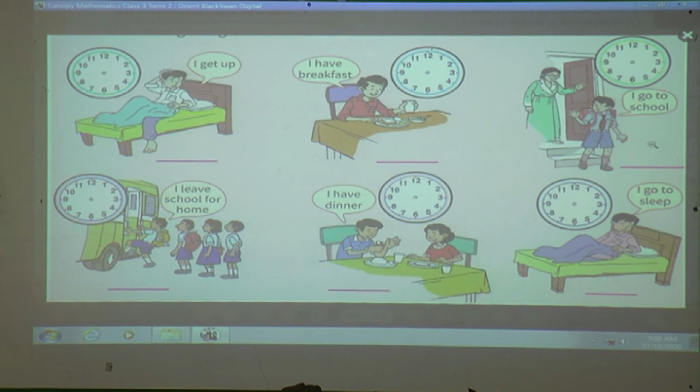when you go to school, what is the time of your school? When you go to school, that time you have to show in this clock and you have to write that time on the given line. Okay, next thing is I leave school for home. When your school leaves, that time also you have to show in this clock. Okay, here in this clock, what is the time of your school? When you go to school, and here the timing of when the school leaves, that time you have to show in this clock.